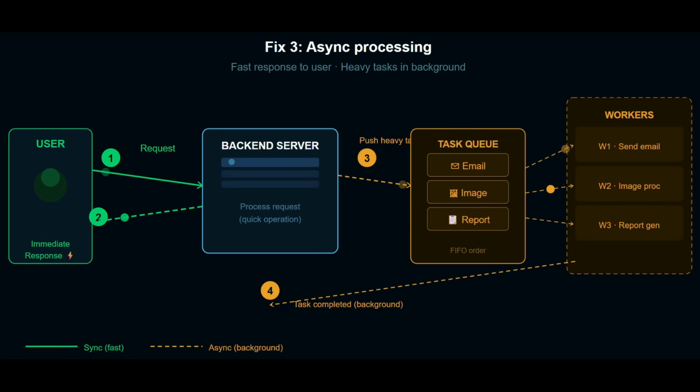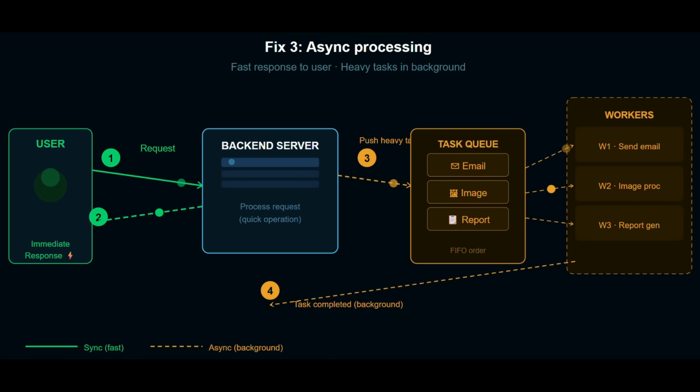A user sends a request. It reaches the backend server. Then the server does only the quick work, just enough to handle the request, and immediately sends a response back to the user. So from the user's perspective, everything feels fast and smooth. But what about the heavy tasks? Things like sending emails or processing images. Instead of doing them right away, the server pushes them into a task queue. Think of this queue like a waiting line, and the tasks are stored here in order.